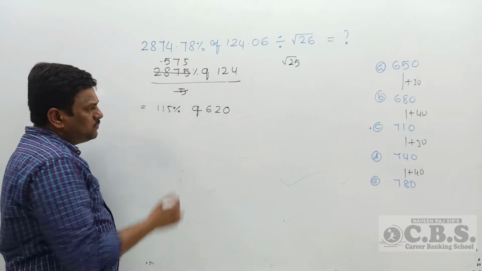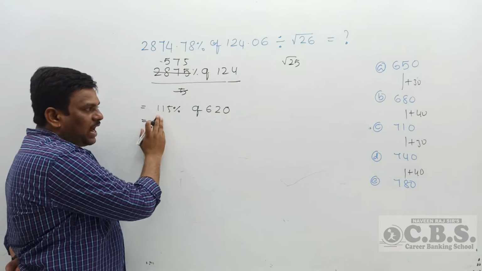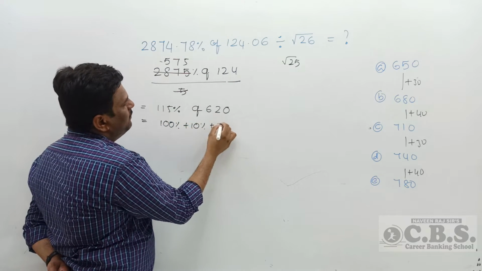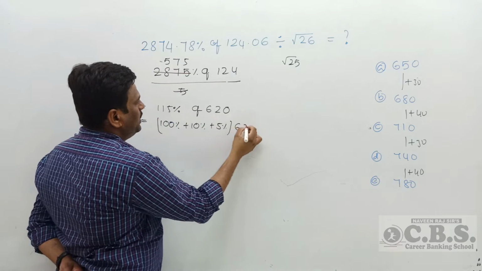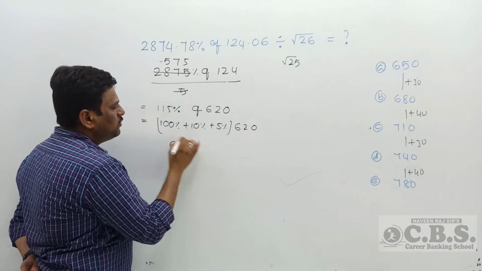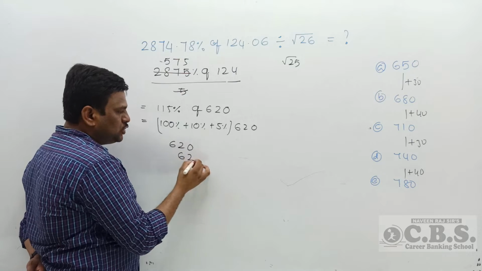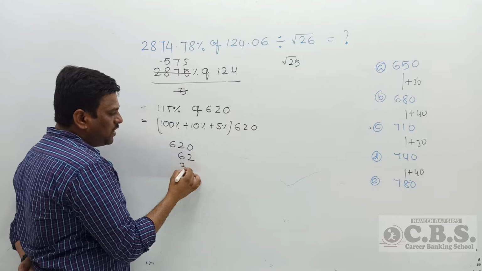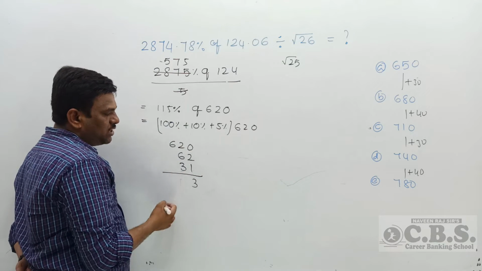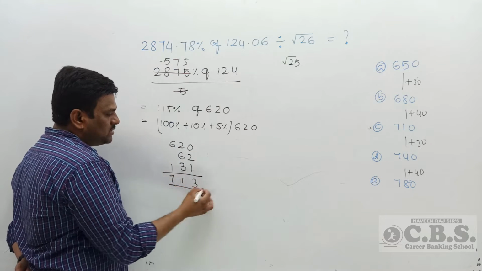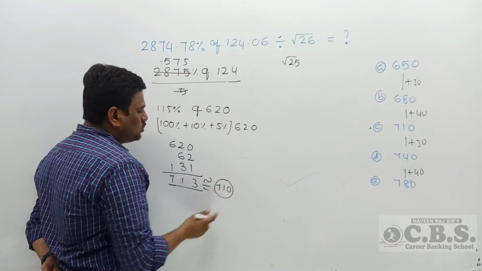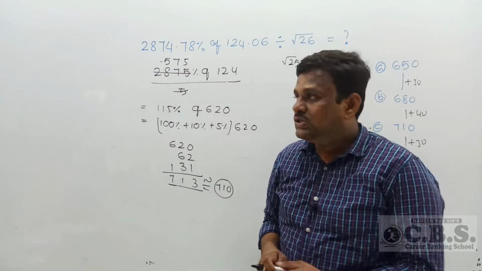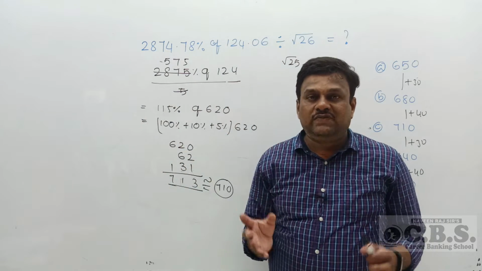It is possible. So I split the percentage as 100 percentage, 10 percentage and 5 percentage of 620. 100% means the full number. What is the full number? 620. 10% is 62. Get my point? 100% is the full number 620. 10% is 62. 5% means half of 62, which is 31. 2 plus 1 gives you 3, and 1 and 1, so 713. So 713 is near to 710. In these cases you get a very accurate value for the question. So definitely you can follow the percentage fraction.